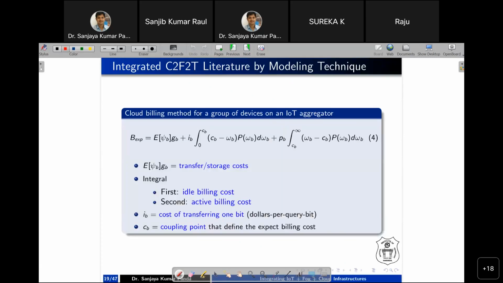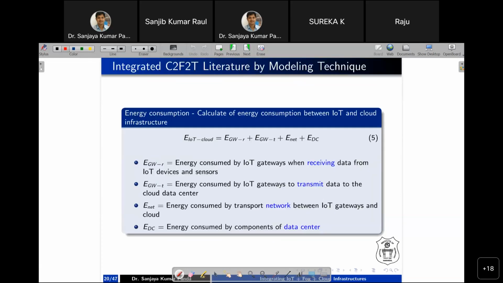It is also based upon the transfer cost of IoT devices to the fog layer, or fog to the cloud layer, processing in the cloud layer, and returning the result from cloud to fog or fog to IoT. Based upon that, this is calculated. Here you can see a simple energy consumption formula with which you can calculate the energy consumption between IoT and the cloud infrastructure. In the bottom layer, you have IoT. In the intermediate layer, you have fog. In the top layer, you have cloud. So if you want to calculate energy consumption between IoT and the cloud, here we consider the gateway as a fog device. You can consider a router also, based upon the model.